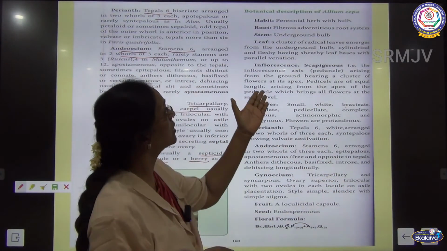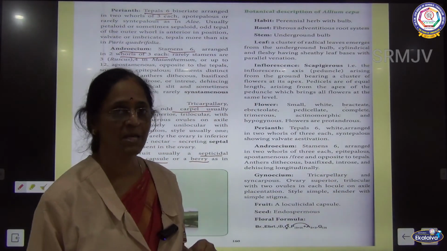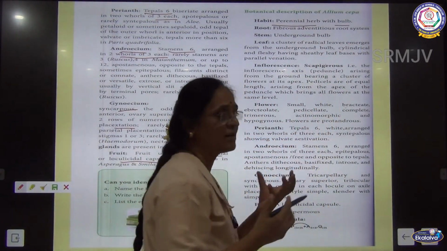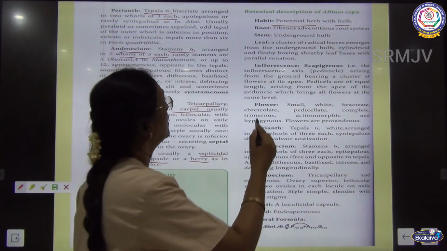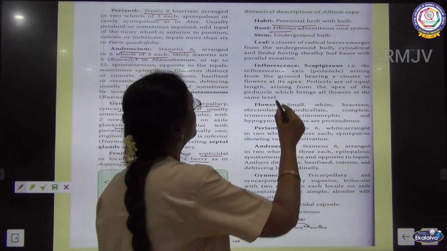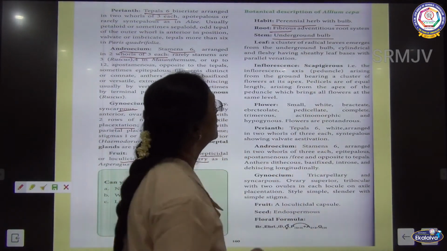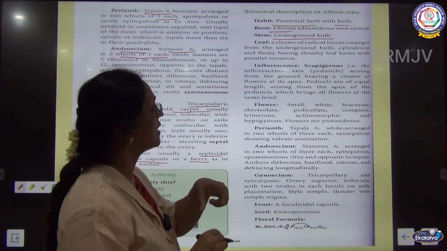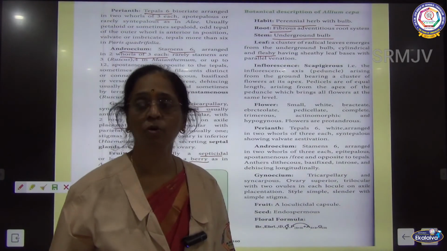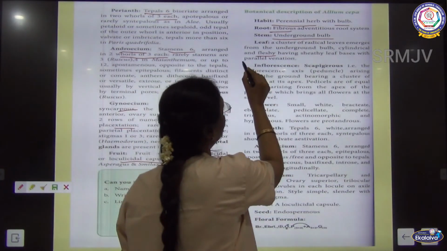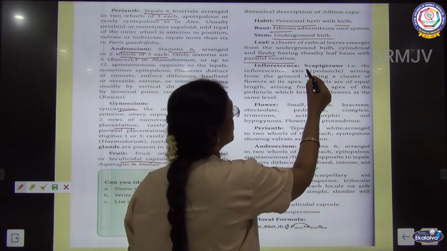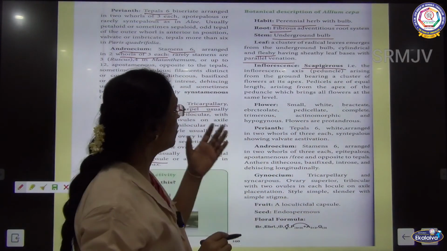So when you talk about the botanical description of Allium cepa, we said the habit is a perennial herb, and it is an underground bulb. The root, because it is monocotyledonae, is a fibrous or adventitious root system, and the stem is an underground bulb. The leaves, you said, are cylindrical and fleshy. Because it belongs to monocotyledonae, what kind of venation do they have? Parallel venation.